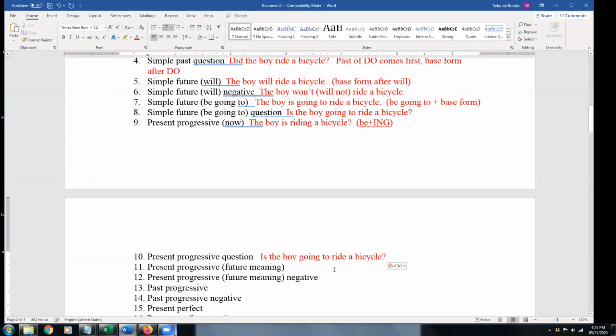Present progressive question, we again have the is in front. Is the boy riding a bicycle? Oh, this one was not a question. There we go. Present progressive and future meaning. Most of you got that. So it's present progressive, not going to. Is the boy riding a bicycle tomorrow?